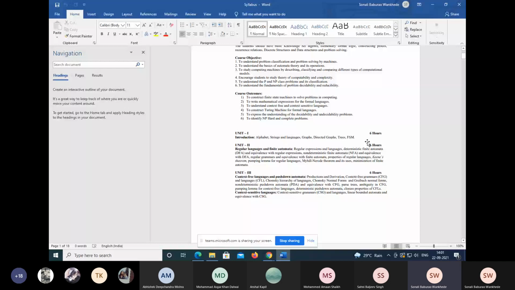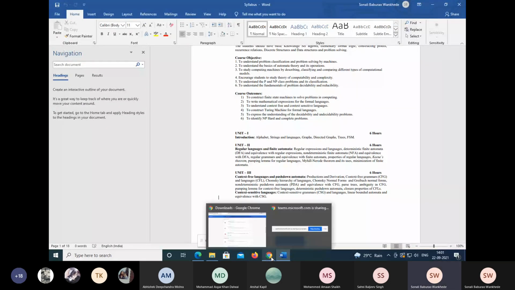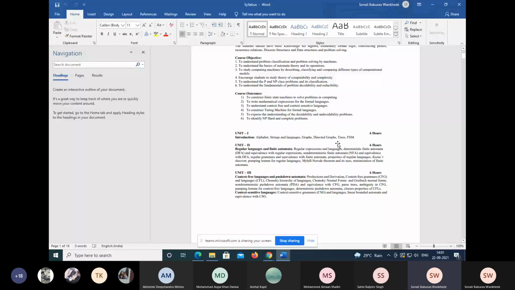Graphs and FSM, and that requires just a few sessions, but we are not going to solve any examples on graphs or trees. That is just an overall brief introduction. We will see that, okay? And we will start with FSM, finite state machine. So we are about to finish the first unit. By today we'll finish our first unit.